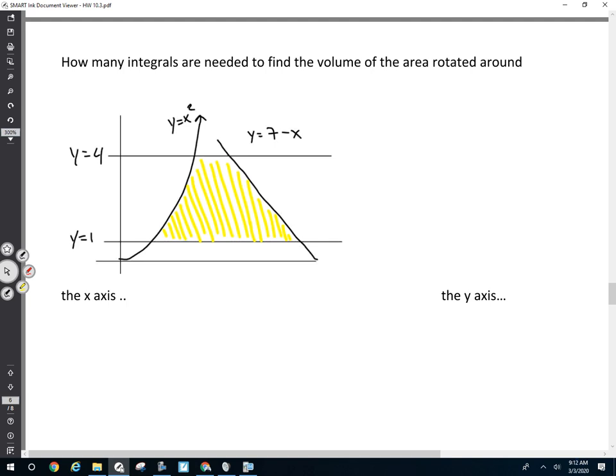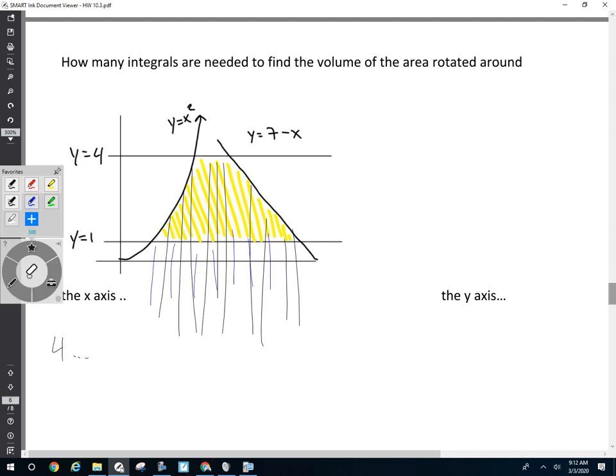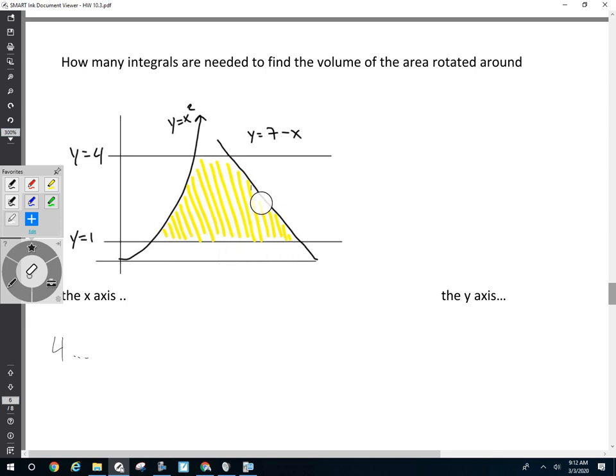How many integrals do you need to find the volume of the area rotated around the x-axis? If I'm rotating around this x-axis, I need 1, 2, 3, 4. 4. I'll need these, those are 3, but then I need to subtract the blue ones, which will be holes. So 4, 3 to get the outside, 3 for the object, 1 for the hole.